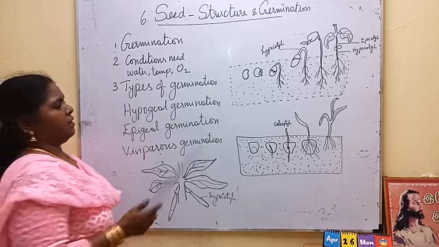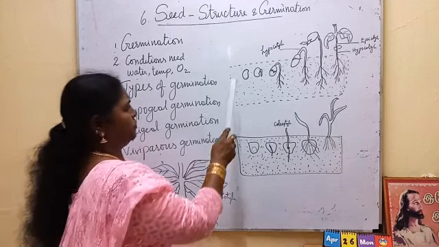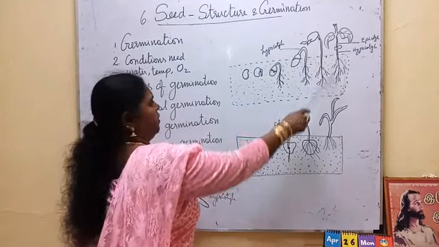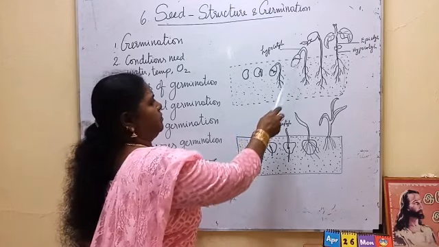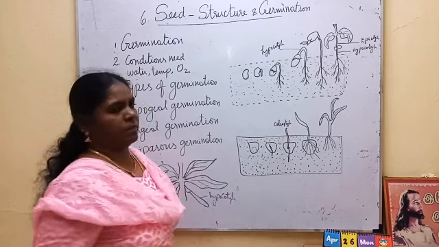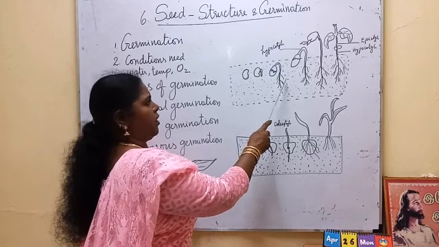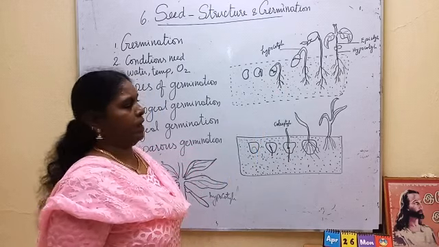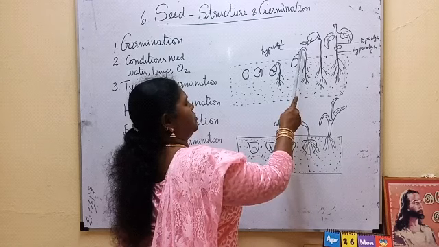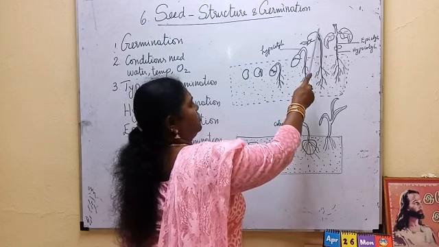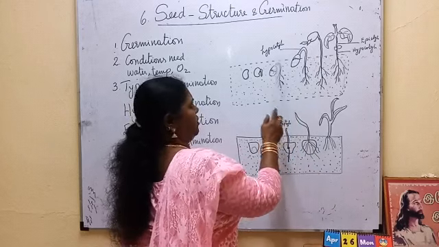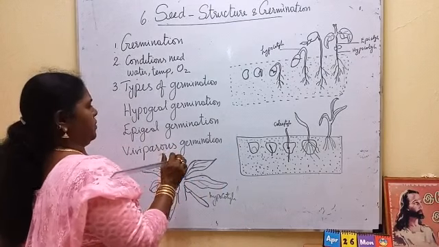In hypogeal germination, the seed remains inside the soil. This is the soil. In hypogeal germination, the epicotyl first elongates, and then only the hypocotyl grows. Slowly the hypocotyl will come out, then the cotyledons are pushed up. So the cotyledons will come out of the soil in hypogeal germination.